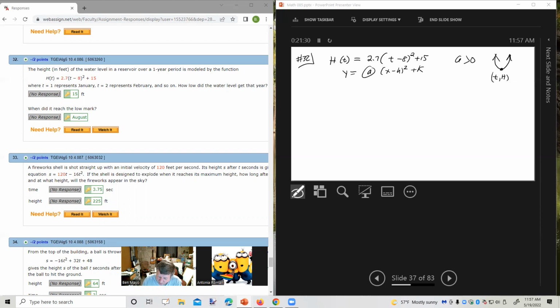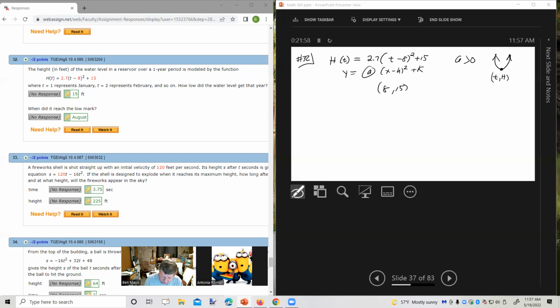And the t would be when it reaches that. So over here, how low did the water level get that year? They want the h value of the vertex. When did it reach the low mark? That would be the t value of the vertex. Do you follow that? Yes. So basically we need to find the vertex. Well, the vertex for this would be at (8, 15).